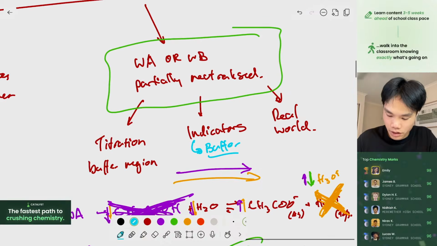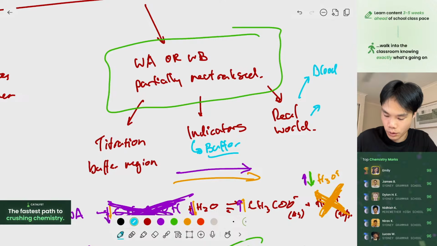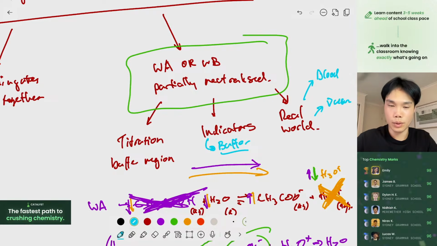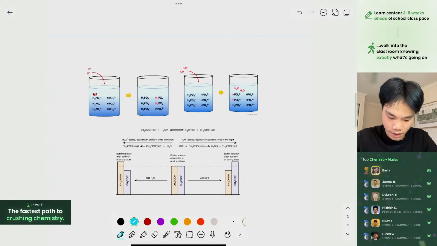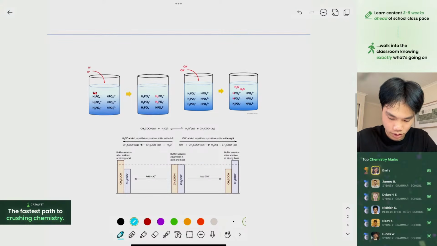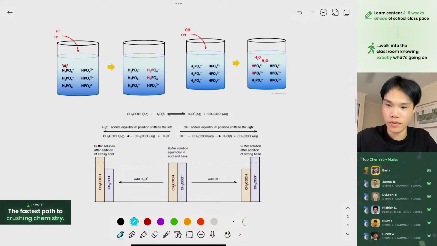And the last part is in our real-world applications. We can see it in, for example, your blood buffer. You can see it in your intracellular buffer or your ocean buffer. You have those examples to learn as well. Okay, I'll go back over the equilibrium part and let's explain it through this diagram now, a different way.